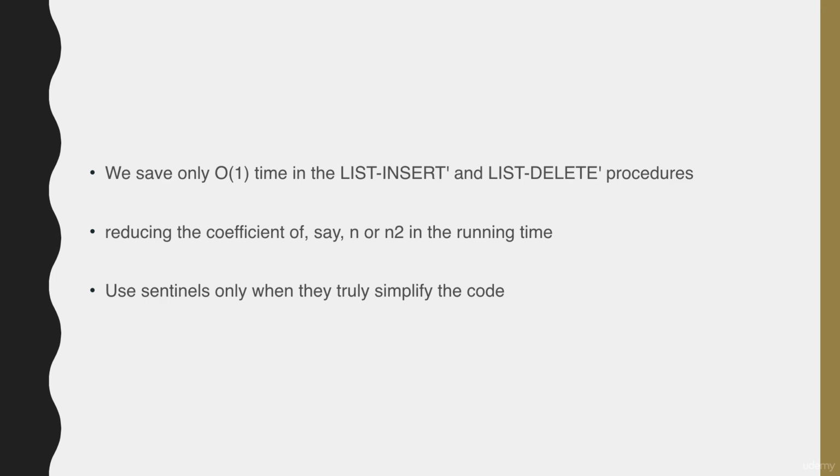Sentinels rarely reduce the time bounds of data structure operations, but they can reduce constant factors. The gain from using sentinels within loops is usually a matter of clarity of code rather than speed. The linked list code, for example, is simplified by the use of sentinels, but we save only order of 1 time in the list insert and list delete procedures. In other situations, however, the use of sentinels helps to tighten the code in a loop, thus reducing the coefficient of, say, n or n squared in the running time.